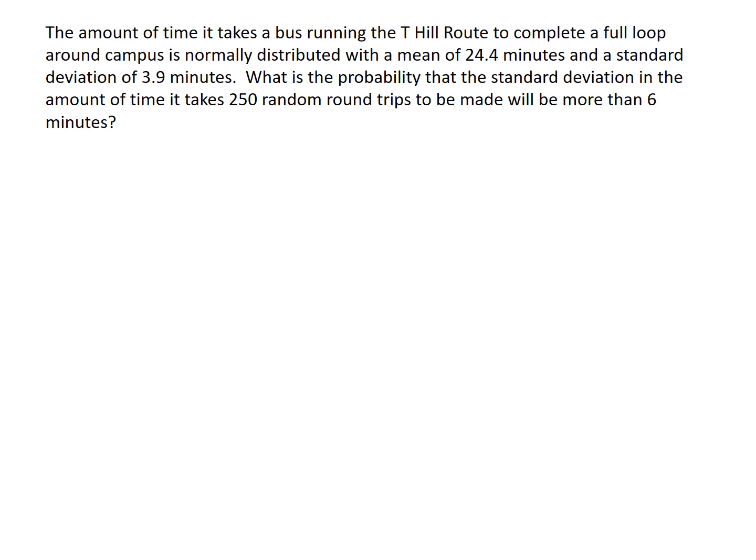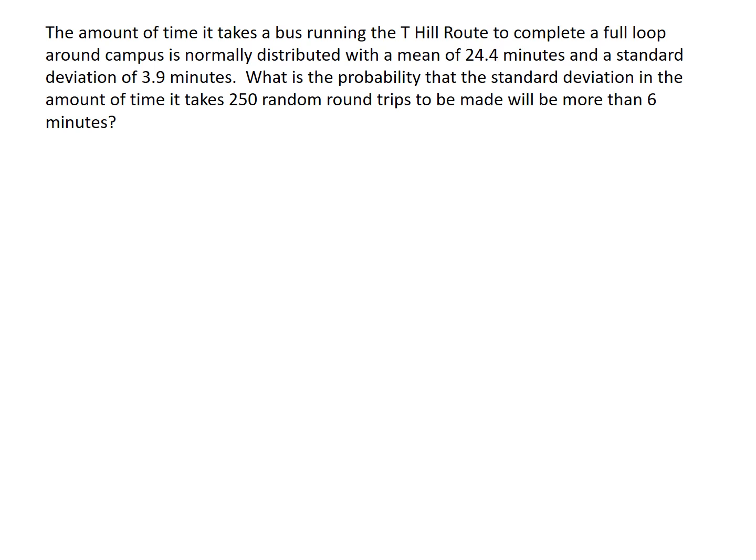So I know this looks like the exact same question, but there's a slight difference. You're still talking about the hill route and the amount of time it takes to go through a full loop, and we want the probability of the standard deviation. So we've gone from variance to standard deviation. We want the probability that the standard deviation in the amount of time it takes the 250 round trips to be made will be more than 6 minutes.